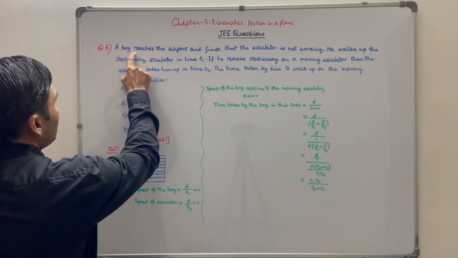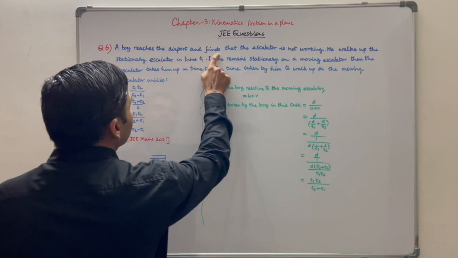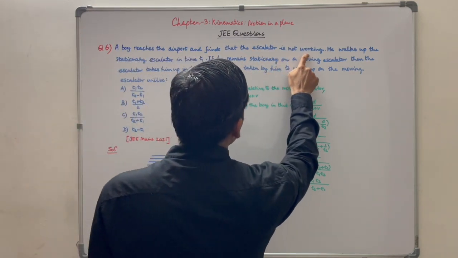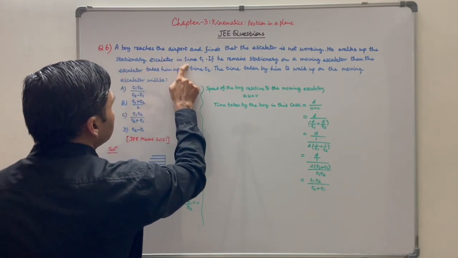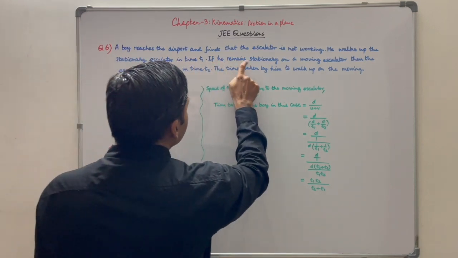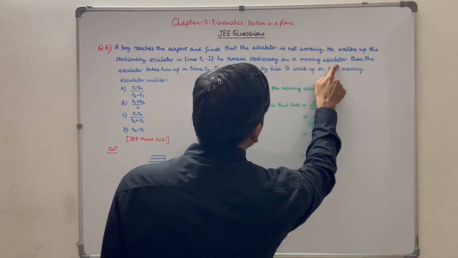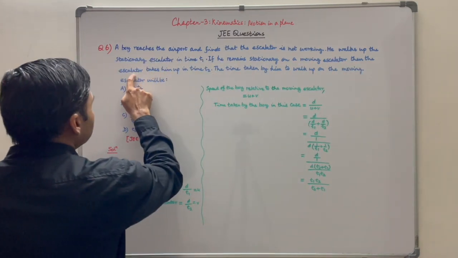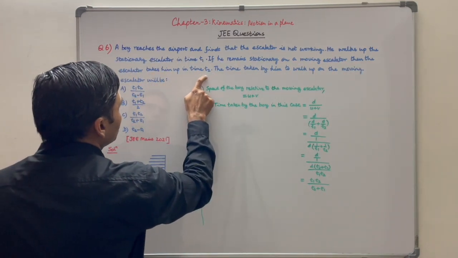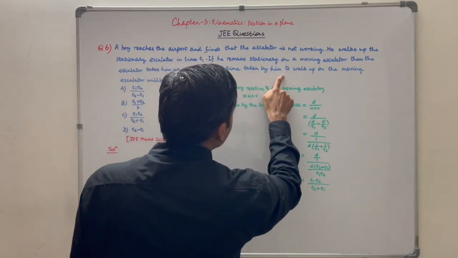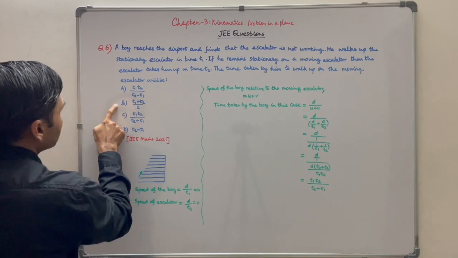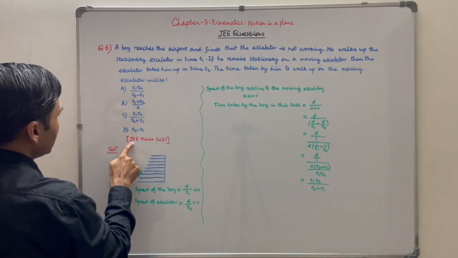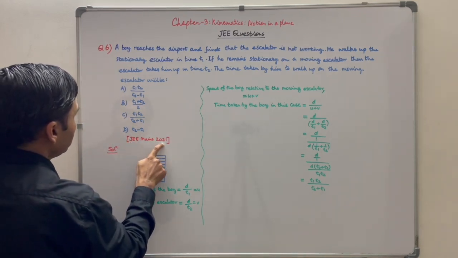Sixth question, a boy reaches the airport and finds that the escalator is not working. He walks up the stationary escalator in time T1. If he remains stationary on a moving escalator, then the escalator takes him up in time T2. The time taken by him to walk up on the moving escalator will be. These are the options given. This question appeared in JEE Mains 2021.